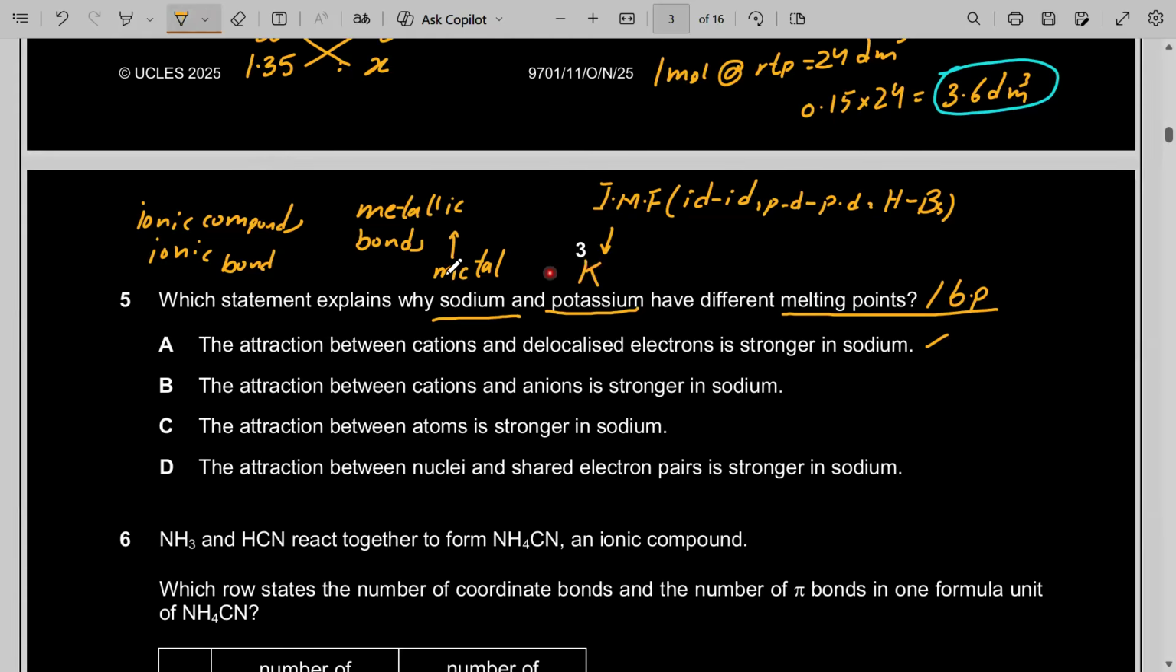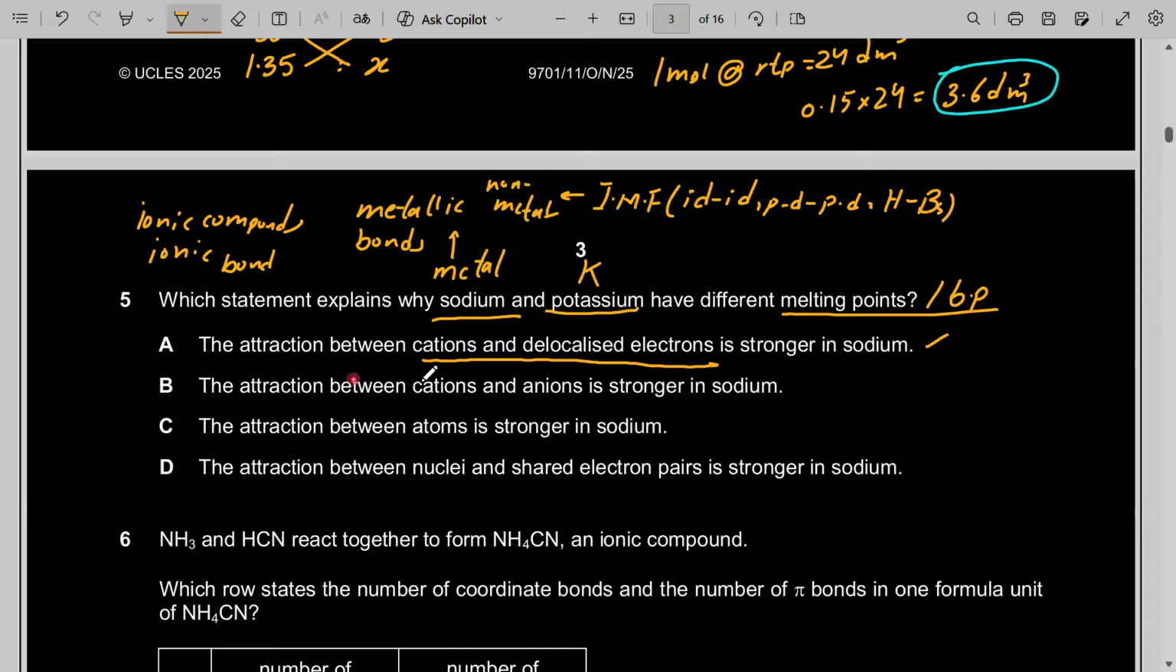So why is there a difference between sodium and potassium? You have to relate with the metallic bond only. The intermolecular force is related for the non-metals, not for the metals. It's just for the non-metals. So sodium versus potassium will definitely have a difference of only metallic bond, and we can say a metallic bond is the attraction between the cations and the delocalized electrons. So that will be stronger in the sodium. That's why it will have the higher melting point.